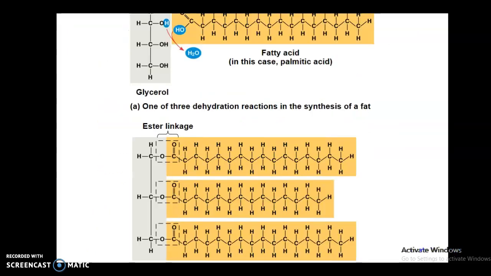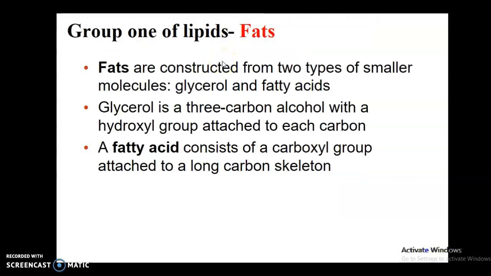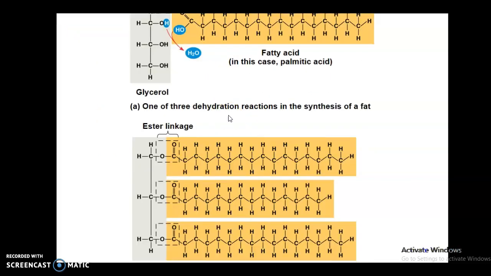Here's just an image of what that looks like. Here we have a fatty acid, and our glycerol is attached to that. Up here, remember that it said we'll have a glycerol and a fatty acid. Here we have to get them to join together. Water has to be removed. Then we have what are called ester linkages.